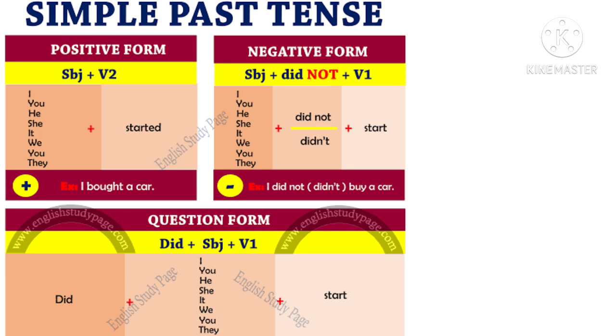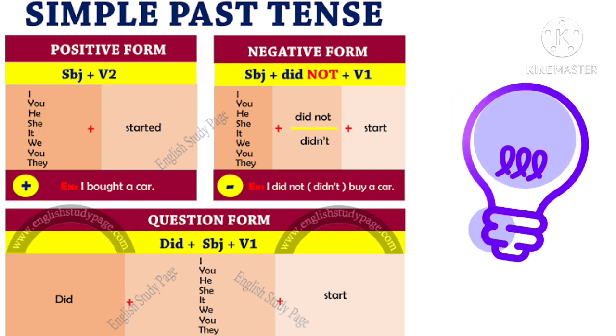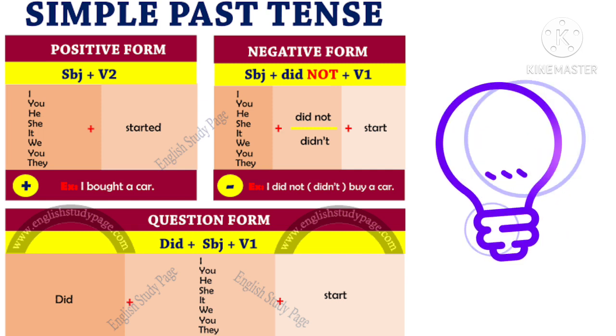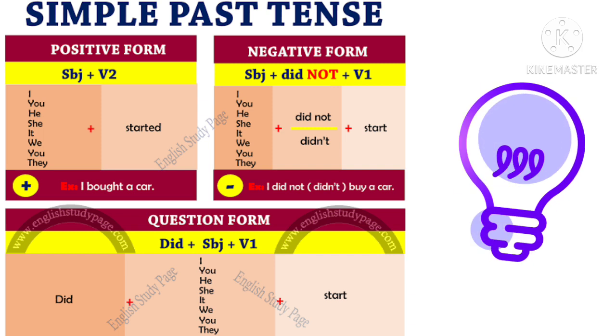Next, the negative form consists of subject plus did not plus verb 1. For example, I did not start. Next example, I did not buy a car. Next, the question form consists of did plus subject plus verb 1. For example, did I start or did you start? Please remember, my students, the auxiliary verb did is used for all subjects.